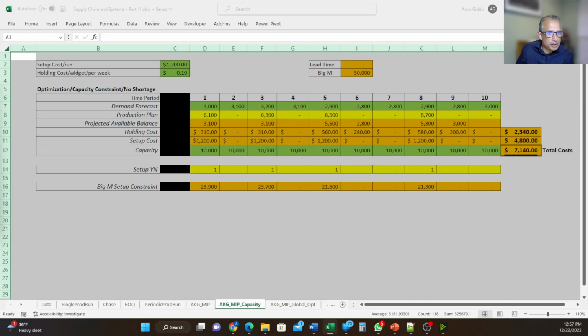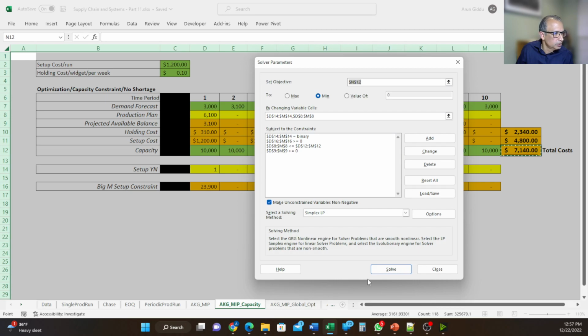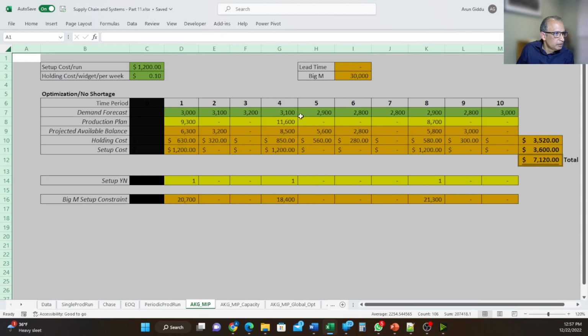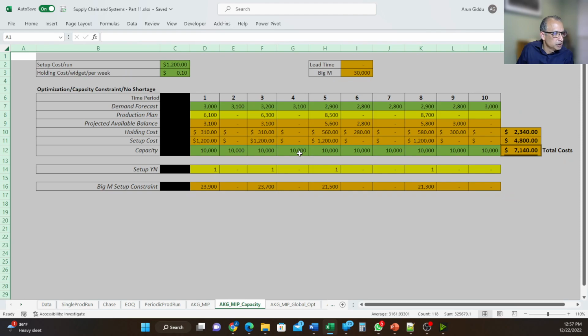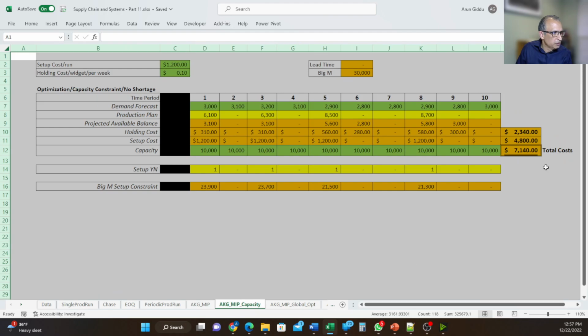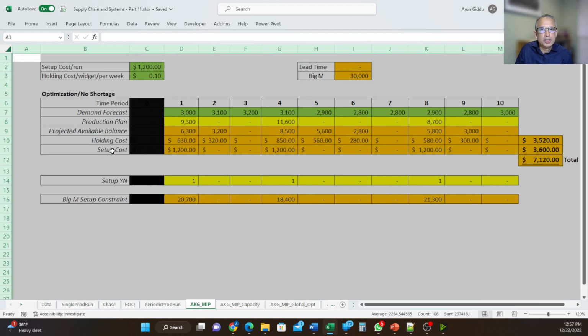It found the solution, and so let's close that and let's see what it said. See, last time here, it manufactured 11,600. But since we have said 10,000 is the max, it rearranged the production schedule to produce 6,300 here and 8,500 there. And therefore, the cost has gone up as we predicted, 7,120 to 7,140, because this is the optimal solution with the constraint, and this is the optimal solution without the constraint.